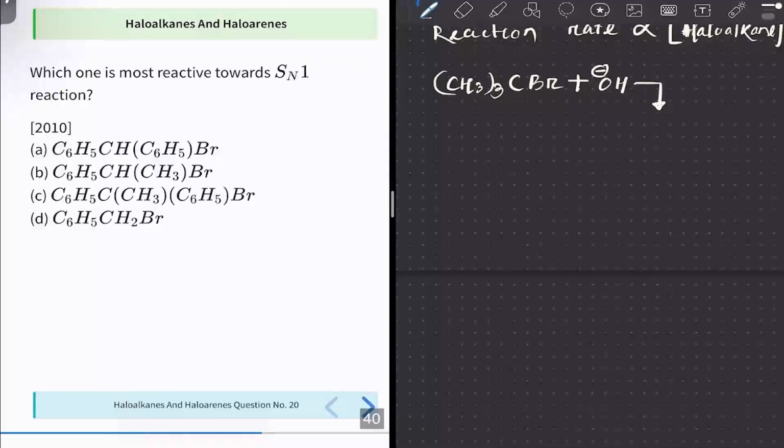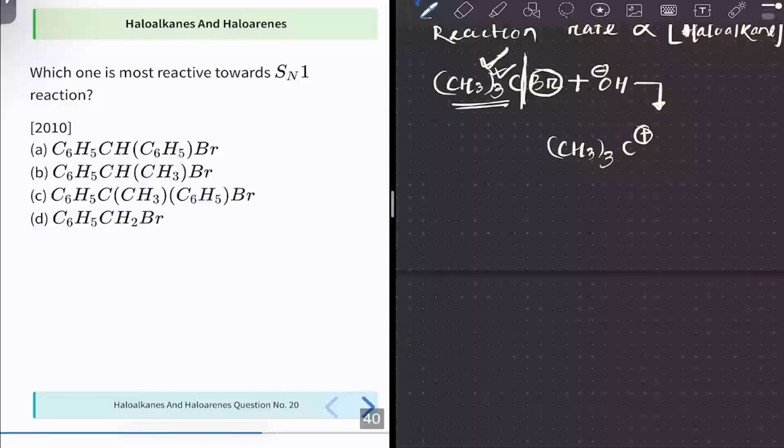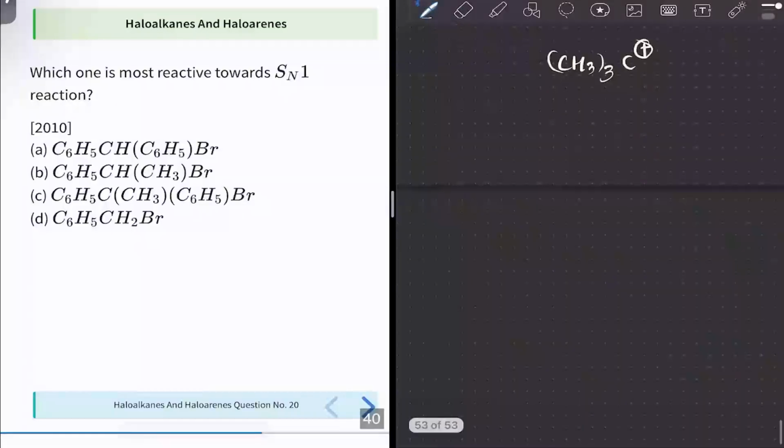What will be the mechanism? First of all, this bromine will be detached from the carbon and form a carbocation. So what will be the carbocation formed? (CH3)3C plus. The reactivity of a haloalkane or haloarene will be confirmed from the stability of the carbocation formed in the reaction mechanism. The more the stability of the carbocation, the more reactive will be the haloalkane. So let's see from the options and compare.